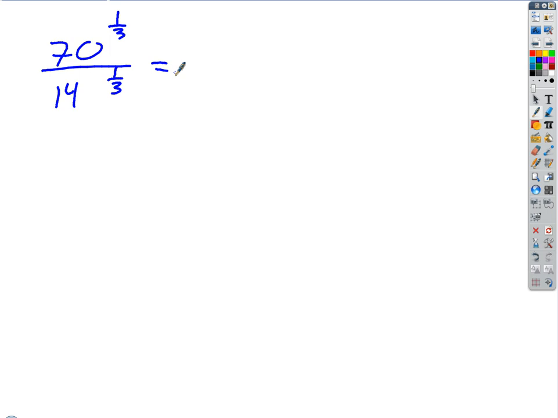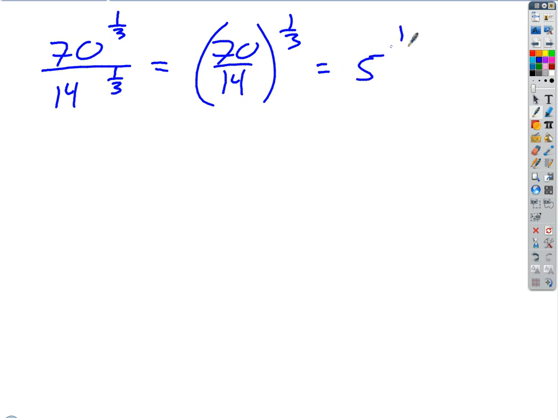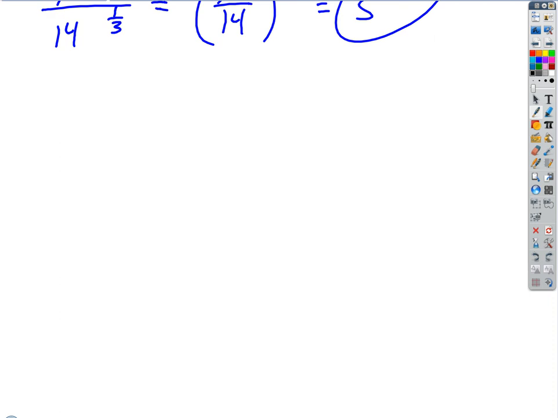So we could write this as 70 over 14 all to the 1/3. And 70 over 14 is just 5, right? 70 divided by 14 is just 5. So there's our answer. Okay, how about one more of these, and then I think we're good to move on.